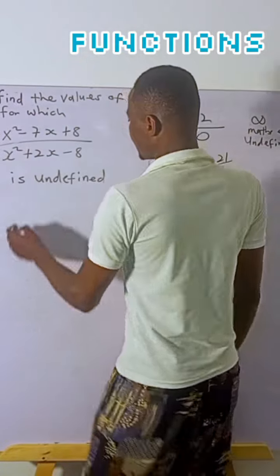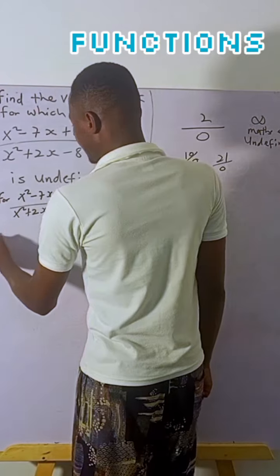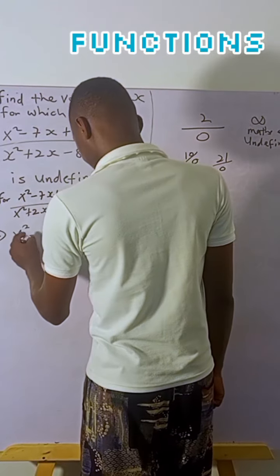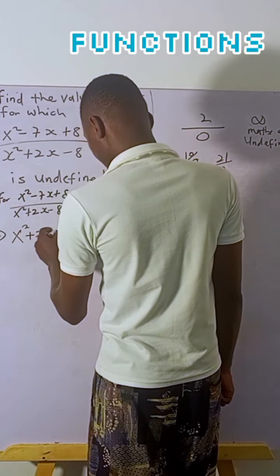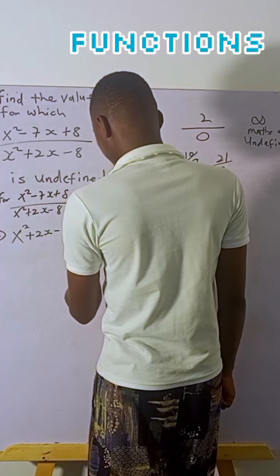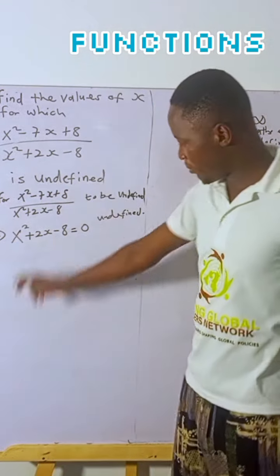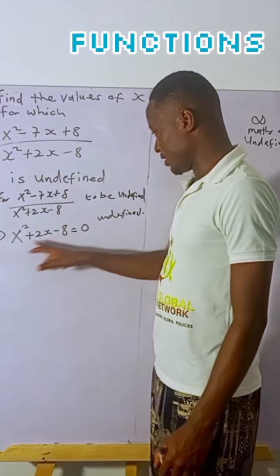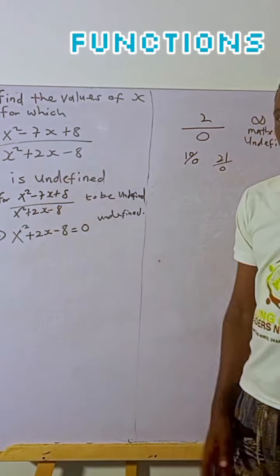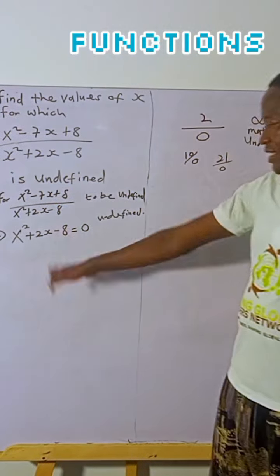So for this to be undefined, it implies that x squared plus 2x minus 8, if we equate it to 0, will be undefined. So the x values that make the denominator 0 will make this whole thing undefined. So we equate it like this and then we start solving.